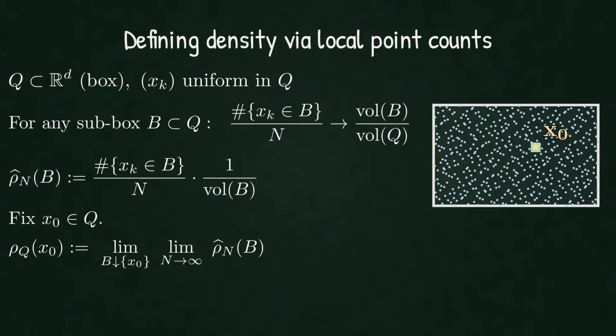Watch. The volume of B cancels, and the limit of a constant is just the constant. For a uniformly distributed sequence in Q, this density is constant everywhere, 1 over the volume of Q. The density emerges at every spatial point, even though almost no point is ever actually visited by the sequence. It measures how concentrated the sequence becomes near each location, not whether it ever hits that exact point.